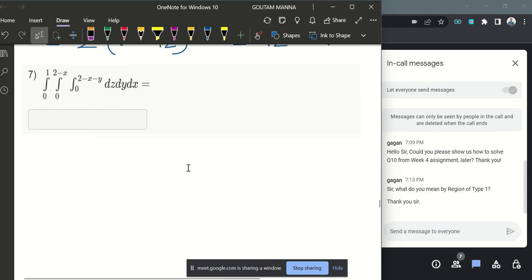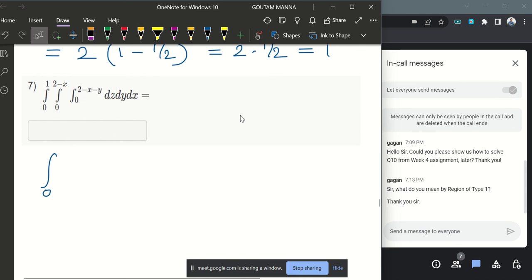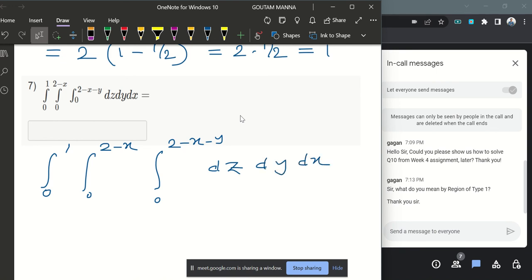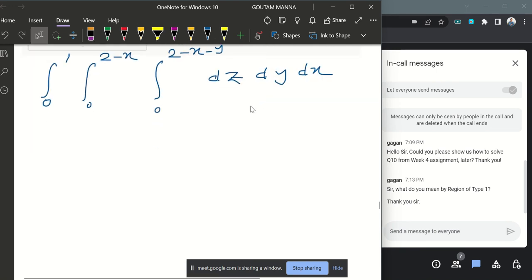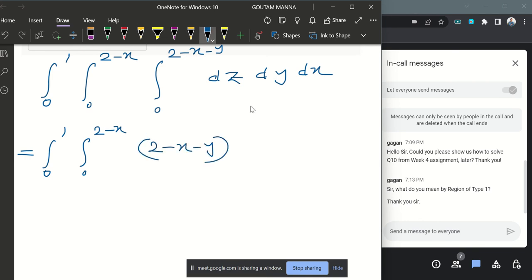Problem 7 is also easy. So x is varying from 0 to 1, y is varying from 0 to 2 minus x, and z is varying from 0 to 2 minus x minus y, of z dz dy dx. If you do the z integration, it will be z with upper limit this and lower limit 0, so only the upper limit will survive. So it will be 2 minus x minus y times dy dx.